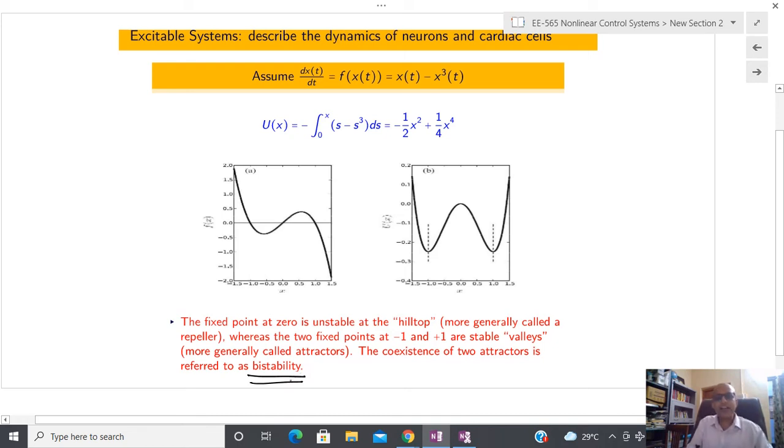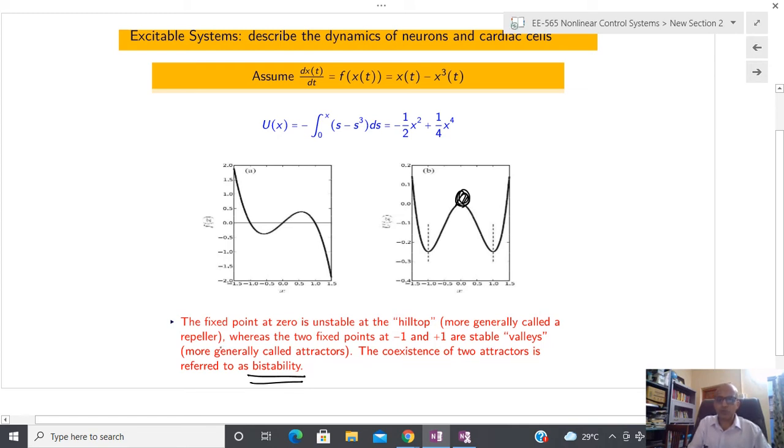Linear systems never exhibit this kind of stability. Again, the fixed point at 0 is unstable at the hilltop, which means this point is unstable, more generally called a repeller. So this point is called a repeller. In the next lecture, when I talk about phase plane analysis, I am going to use this kind of terminology.